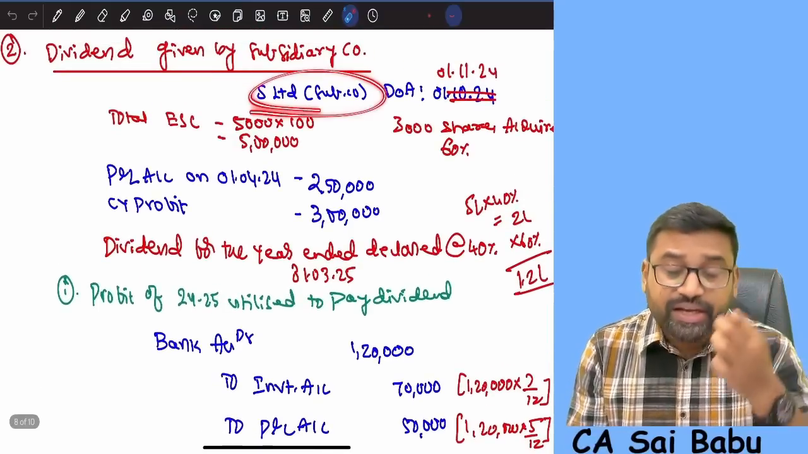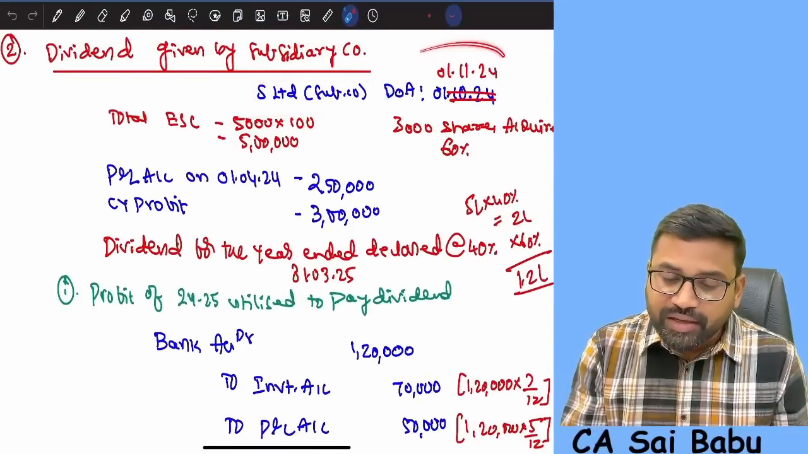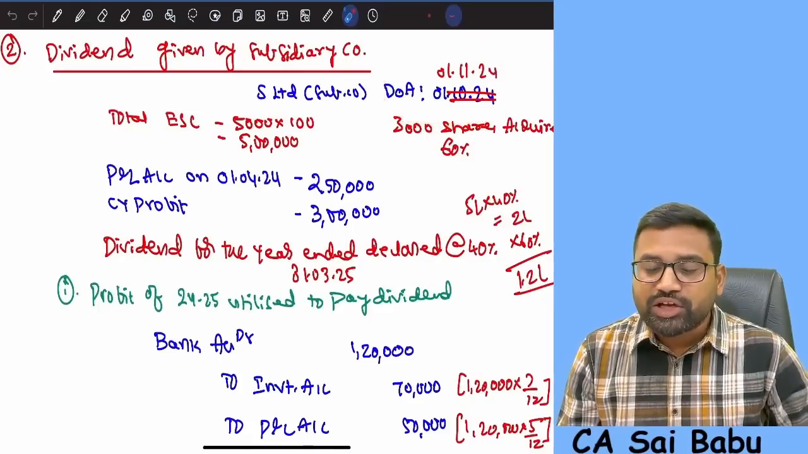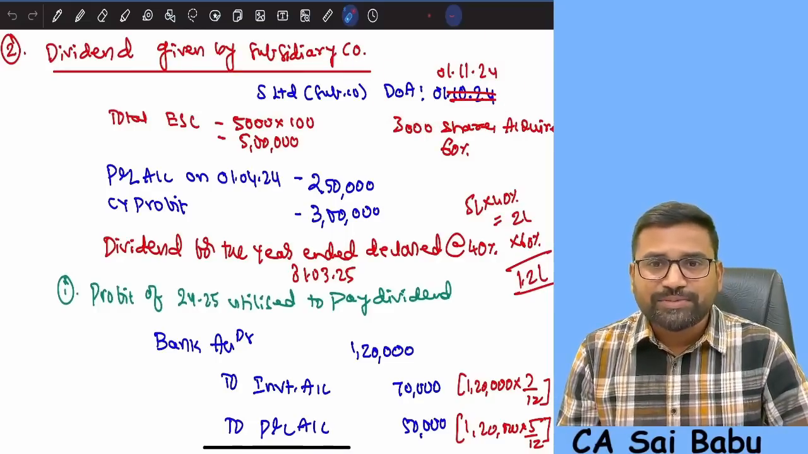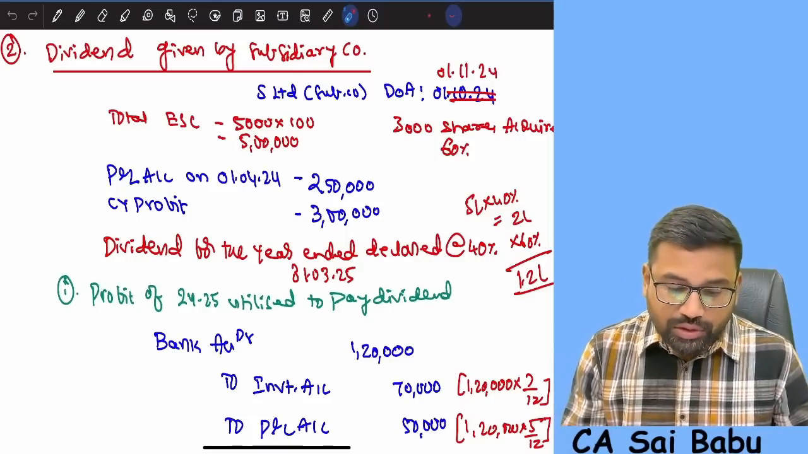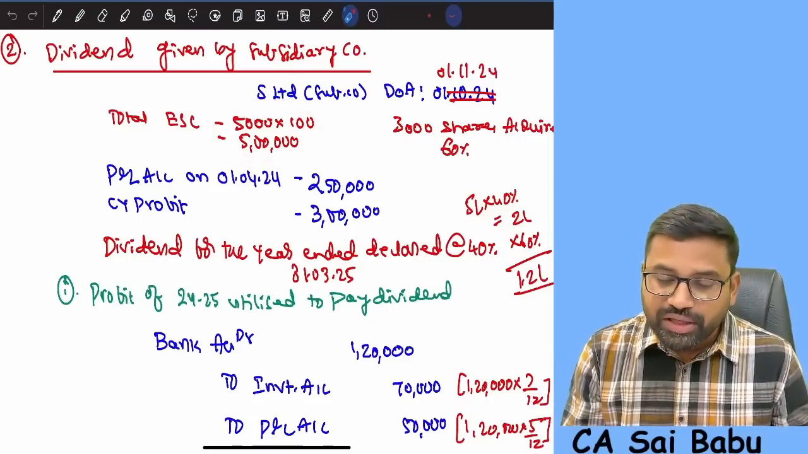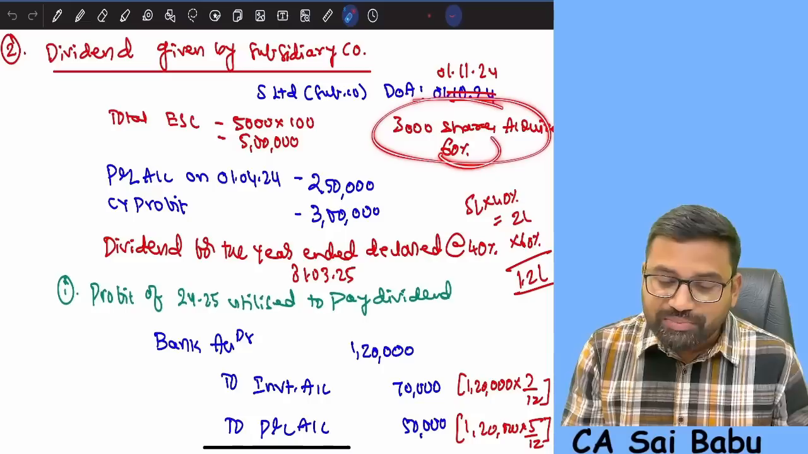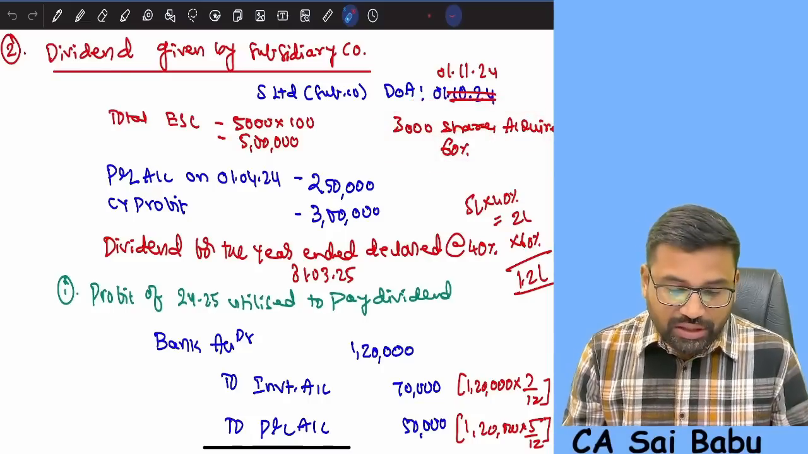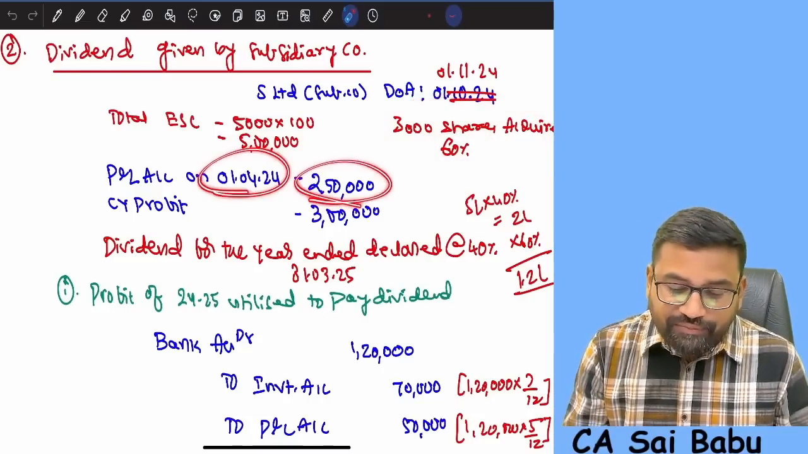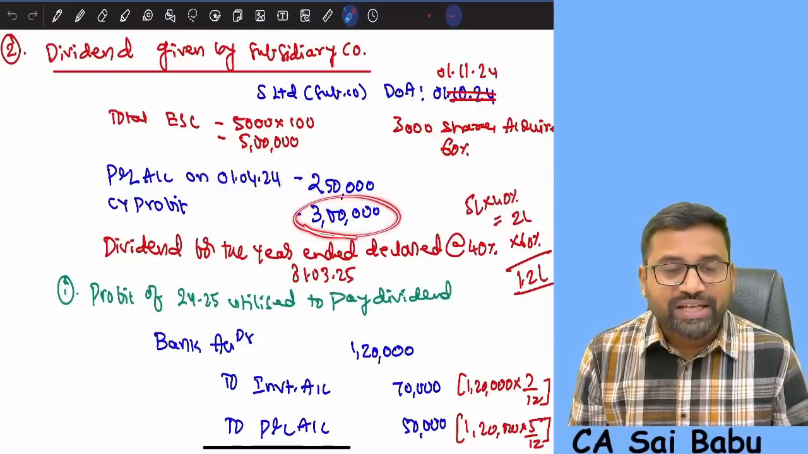Suppose subsidiary company S Limited, sir. Parent company acquired the subsidiary company on 1st November 2024. That means first 7 months pre, next 5 months post. Total 5,000 shares are in subsidiary company. Parent company acquired 3,000 shares. That means 60% shares. Opening P&L account balance 2,50,000 in the subsidiary. Current year profits 3 lakhs.